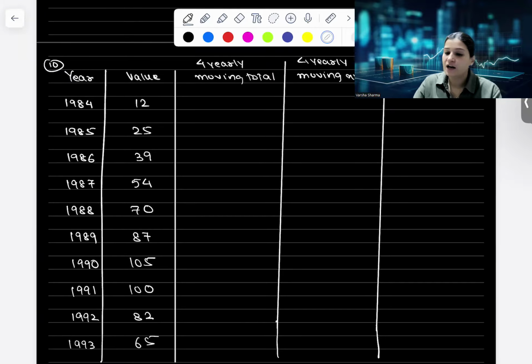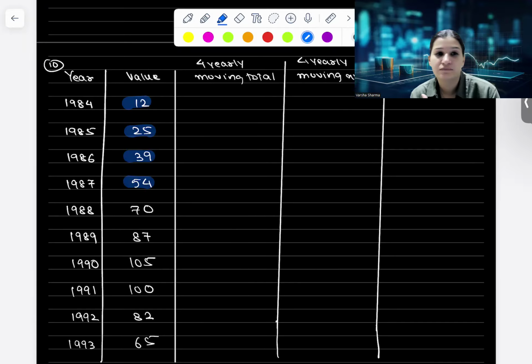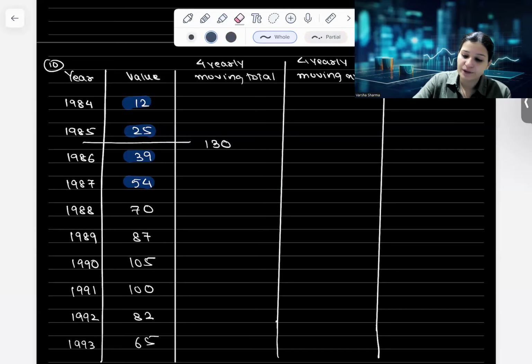Yes, ma'am. Now, we will add 4, obviously, but there's no middle, right? In 3 and 5, there was a middle year, there was a middle time. Here there is no middle. So what we do is we write the value in between. That's why I asked to leave a space. Add 12, 25, 39, and 54. 130. Leave right in between.